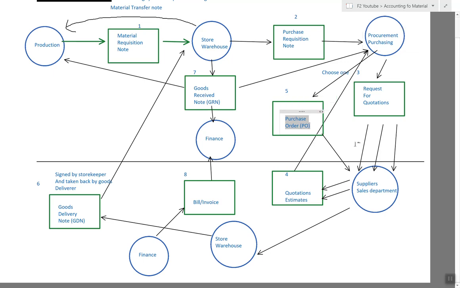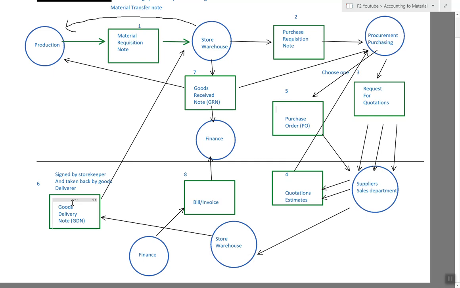And when a purchase order is made and sent to the supplier, the main copy is sent to the sales department, but one copy will be sent to the finance department as well. Because finance department will be receiving bills, so they need to know that it is something that they have purchased. And one copy will be sent to the store as well, to let them know that we have ordered something and they are expected to receive it.